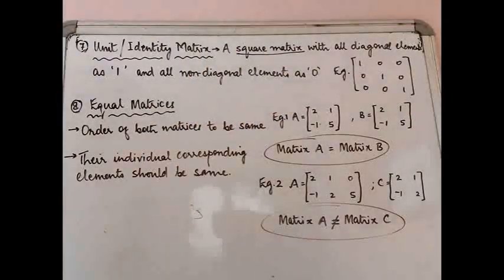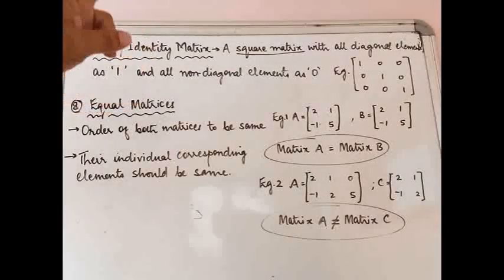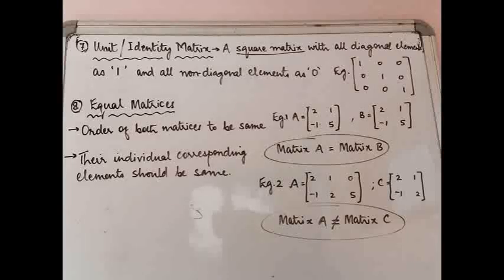Obviously, the moment you understand the definition, you visualize in your mind that such a matrix will have only ones and zeros present in it. There will be no other numbers apart from ones and zeros in an identity matrix.